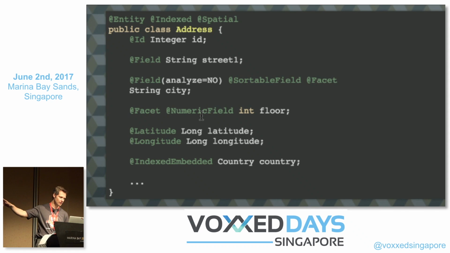Facet, we will mention it in a minute, but you have to mark the fields you want to facet by. And spatial. So we can actually do geolocation-based queries. In this case, I've got an address with a latitude and a longitude, so I mark them as latitude and longitude, and Hibernate Search will do a quad index for you, and you'll be able to query by latitude and longitude. @IndexedEmbedded is how you actually do the denormalization I was talking about before.